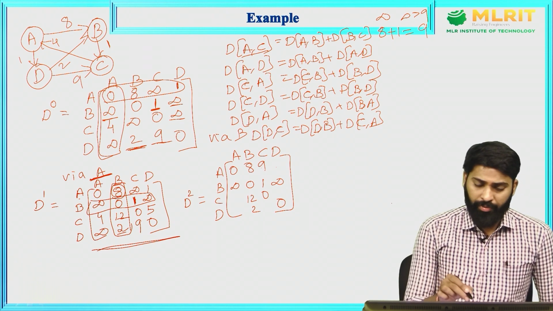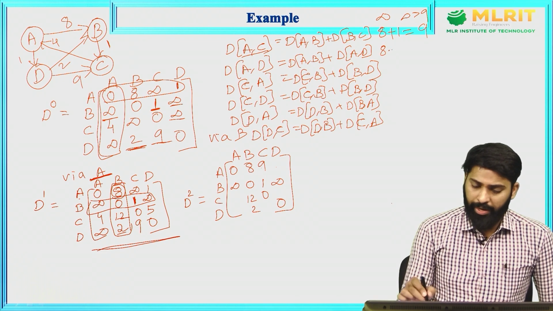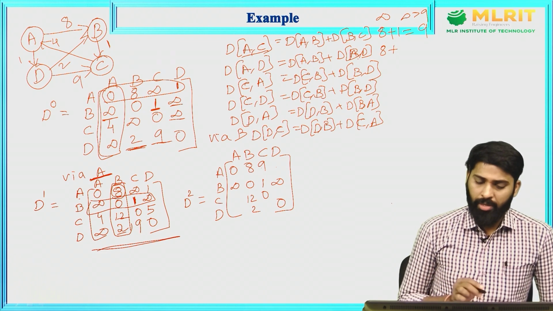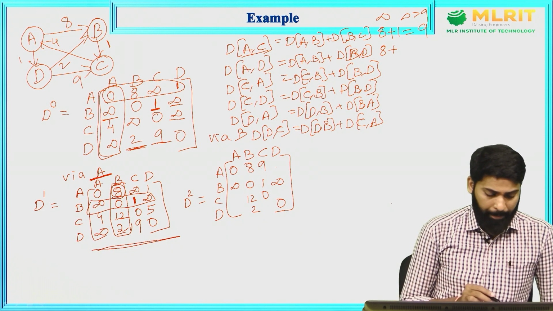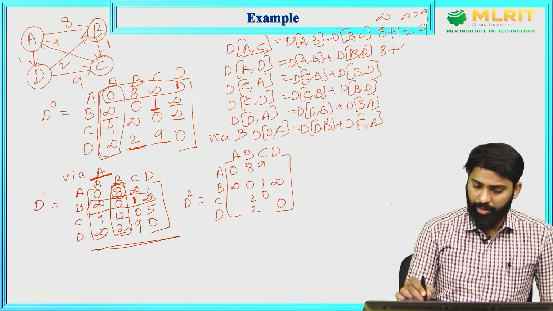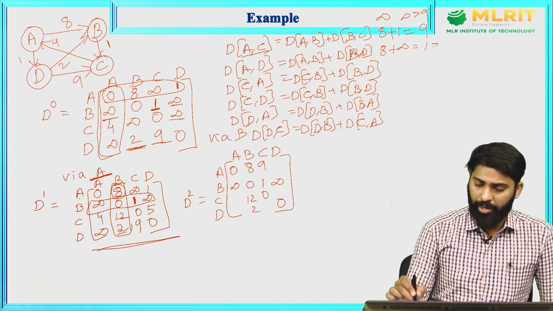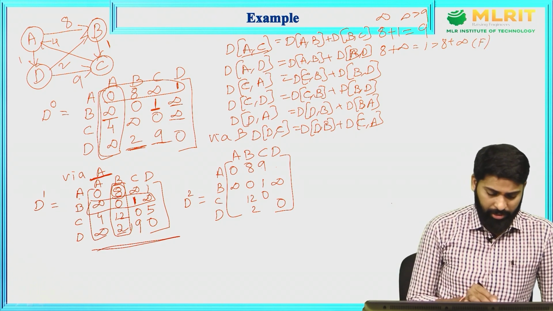Okay. Next find A to D. So A to B distance is 8. So this is B to D. So distance of A to B is 8 plus distance of B to D. B to D is infinity. So what is the actual value of A to D? 1. Is 1 greater than 8 plus infinity? False. So here I write the same value, that is 1.